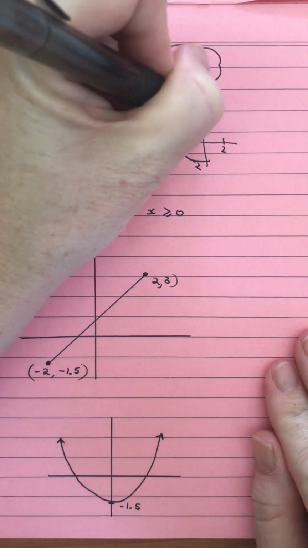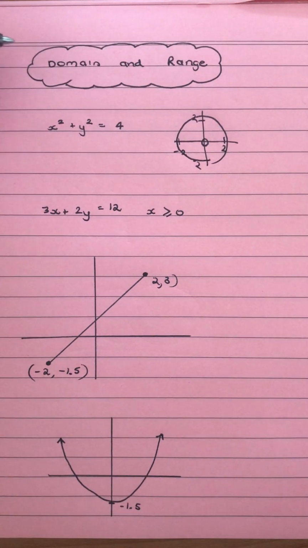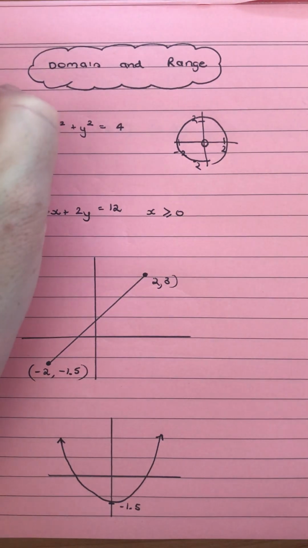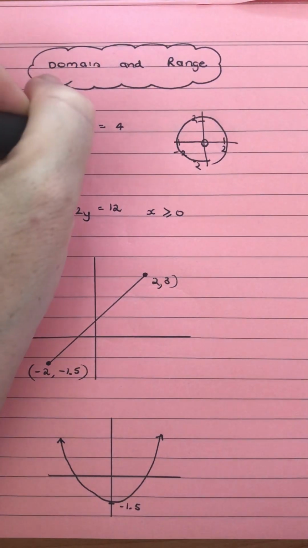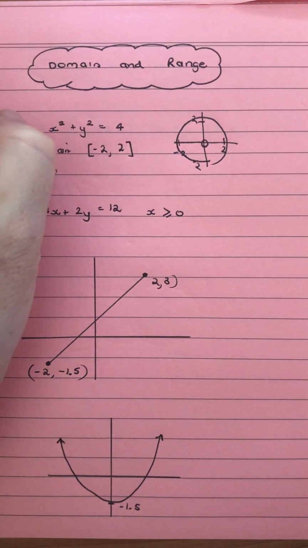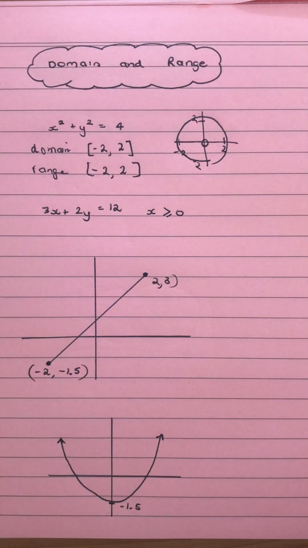So we can draw a quick sketch there and see that it goes between -2 and 2 for the domain. So we can use our interval notation to write that, and our range is also between -2 and 2, and we're using those square brackets because it includes those values.